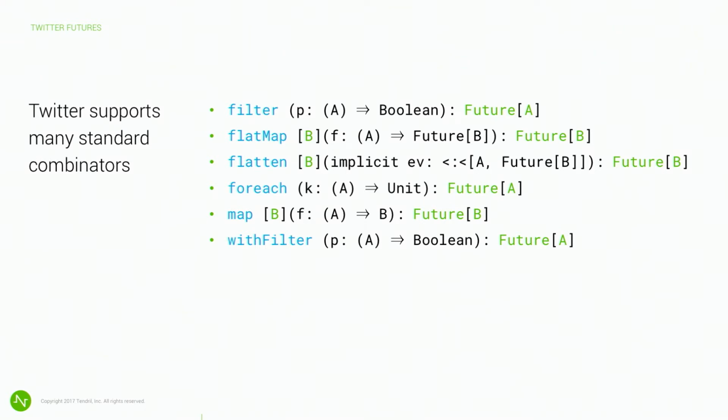Flat map we talked about before. Flatten is for when we have a future of something, to turn that into a single future by chaining the two futures together. For each we talked about before, that runs a side-effecty method when the result's there. Map we talked about before, that runs a non-side-effecty method when the thing is there. And withFilter is actually part of the underlying mechanism for how the for comprehension guards work. But again, it takes the result and applies a predicate operation to it.